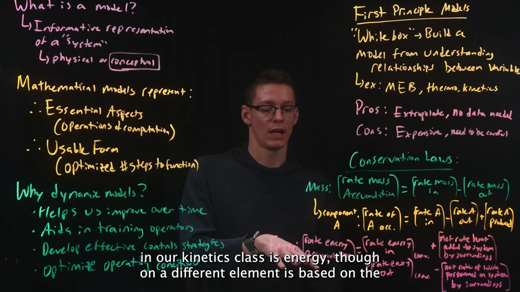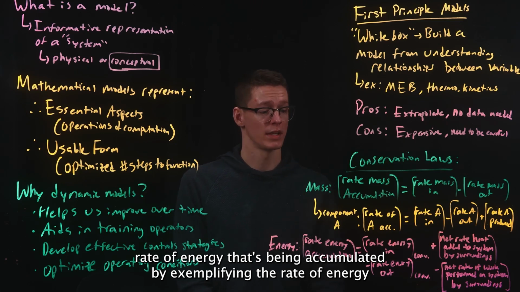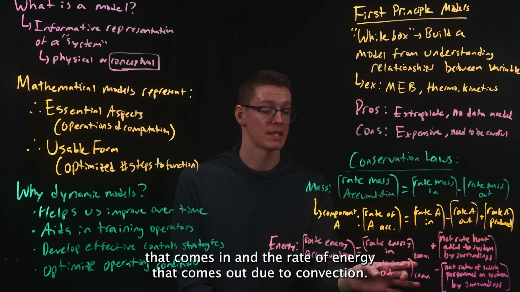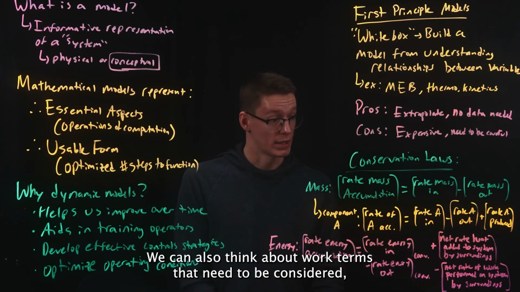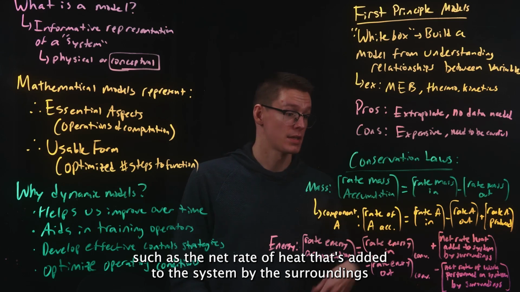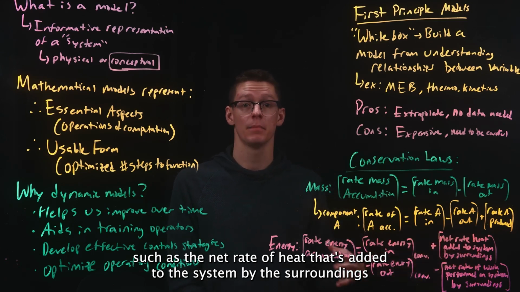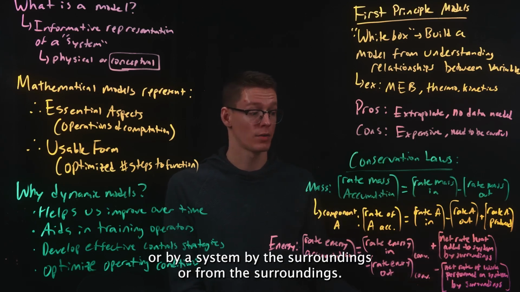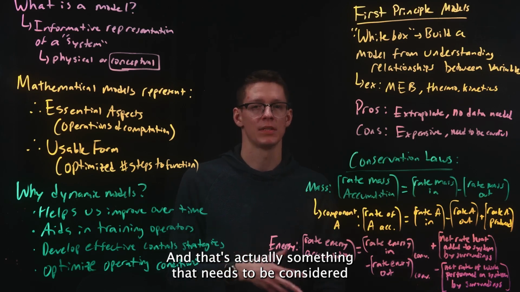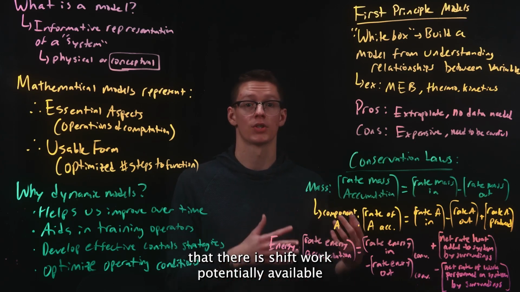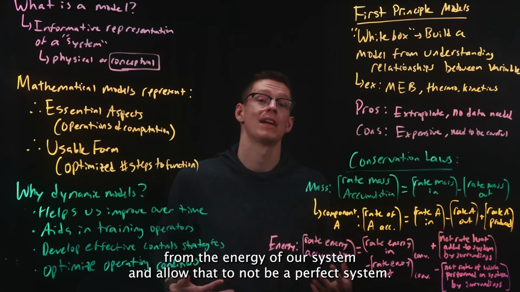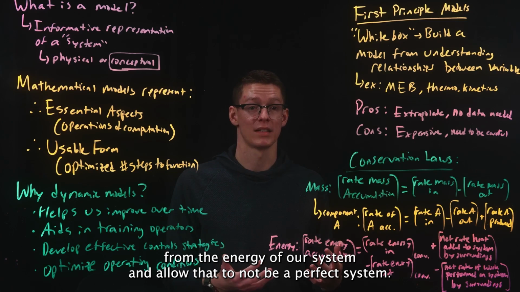Energy, though, on a different element is based on the rate of energy that's being accumulated by exemplifying the rate of energy that comes in and the rate of energy that comes out due to convection. We can also think about work terms that need to be considered, such as the net rate of heat that's added to the system by the surroundings, as well as the net rate of work that's being performed on or by a system by the surroundings. And that's actually something that needs to be considered more deeply when we think about the fact that there is shaft work potentially available or other types of work that are actually being performed that may take away from the energy of our system and allow that to not be a perfect system.